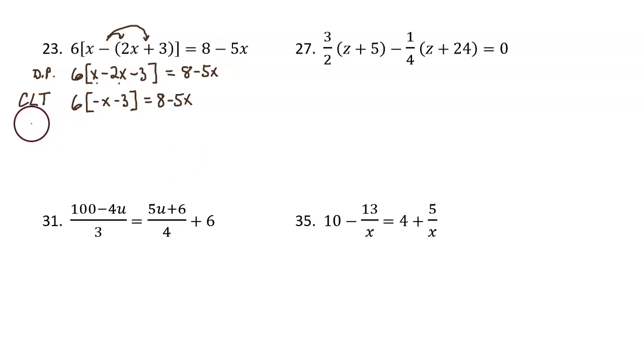In the next step, back to the distributive property, because we want to distribute the 6 to both terms in the brackets. 6 times negative x is negative 6x, and 6 times negative 3 is negative 18.